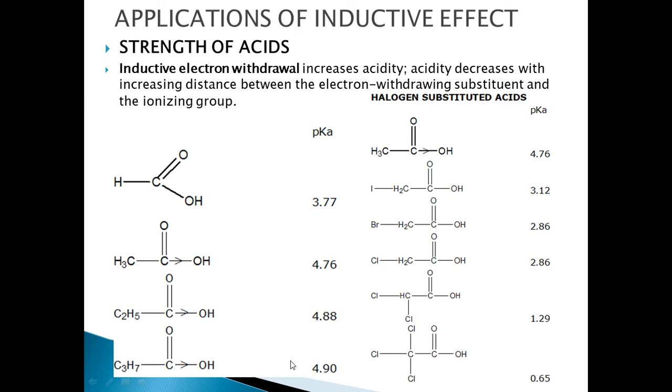That is the summary of what you have here. On the other hand, when you have the acid substituted with halogen, for instance, we have ethanoic acid, which has a pKa of 4.76. Then we have iodoethanoic acid, bromoethanoic acid, chloroethanoic acid. And we notice that the pKa decreases, meaning that acid strength increases.